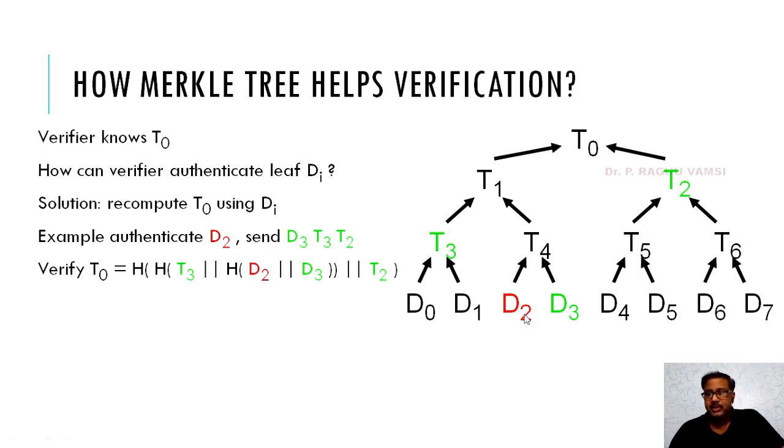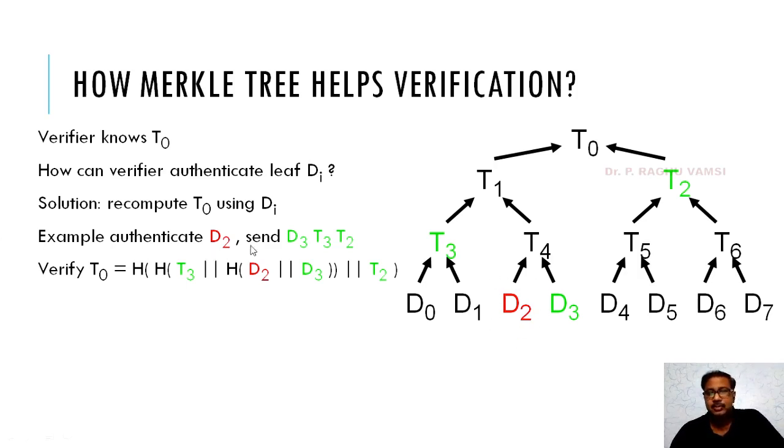In the linear way we saw in the previous slide, we need to have D0 to D7. But here we do not need D0 to D7. Only three nodes are sufficient for us to recompute T0. Those indicated in green are D3, T3, and T2. If we have T2, T3 and D3, we can easily recompute T0, and we can verify whether D2 is tampered or not.